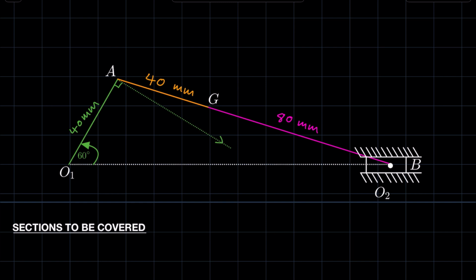For now, in the next couple of videos, I'll be focusing on the approach we take in drawing the velocity diagram. By the way, this here is the space diagram for this particular slider crank mechanism. From this, we would then draw the velocity diagram.